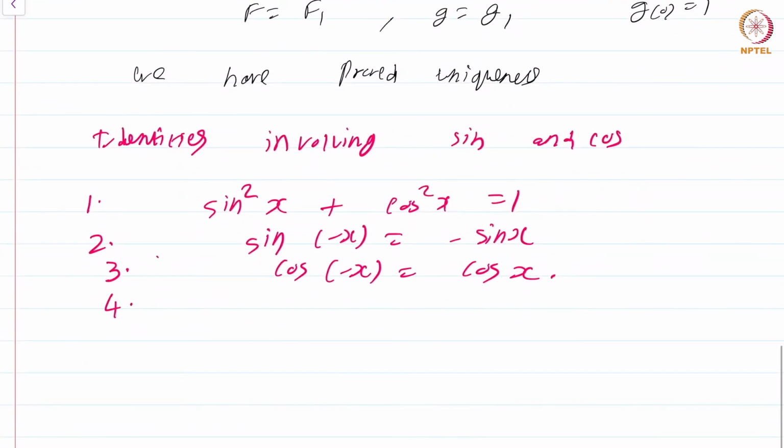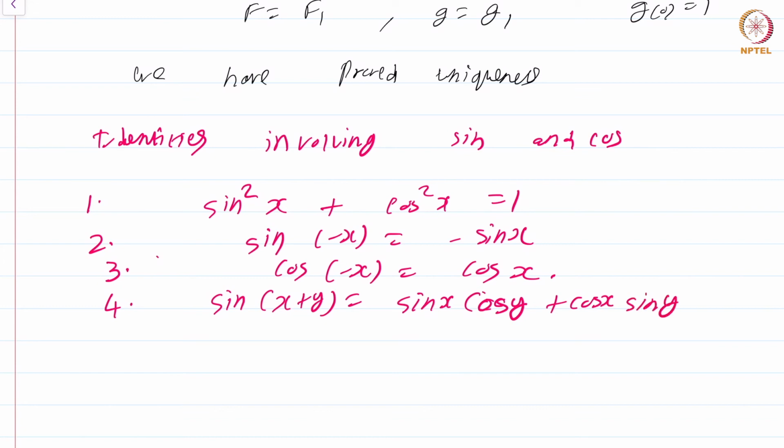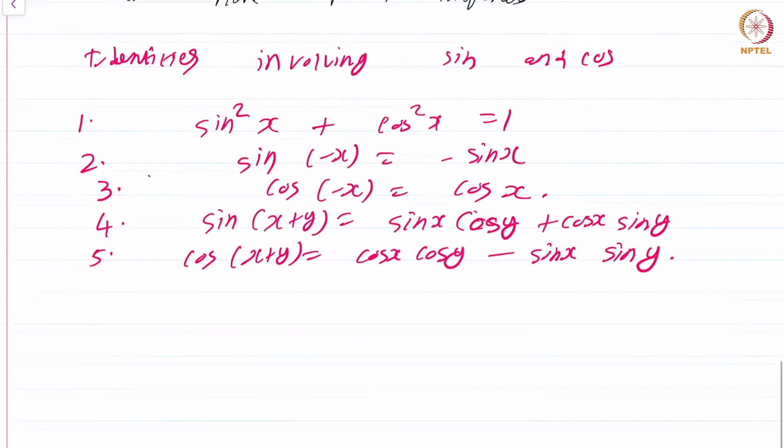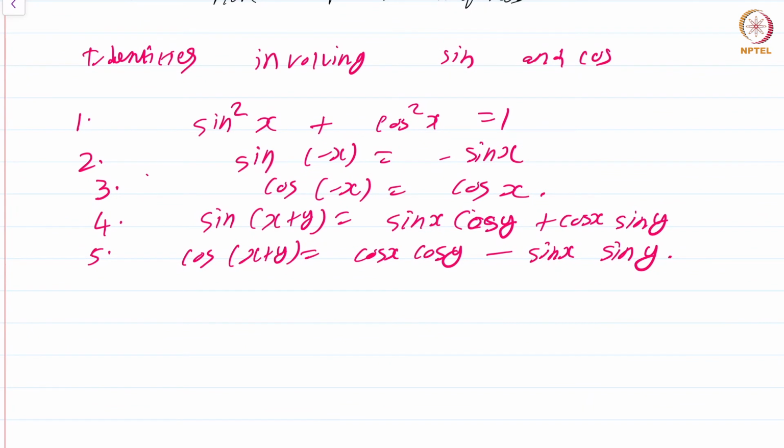Okay. 4 is the famous sine rule. Sine of x plus y is sine x cos y plus cos x sine y. And number 5, cos of x plus y is equal to cos x cos y minus sin x sin y. Okay. Let me prove 4 and the proof of 5 is entirely similar. So proof of 4.